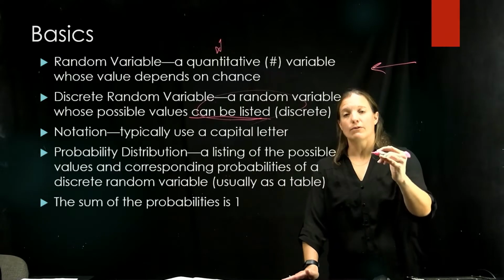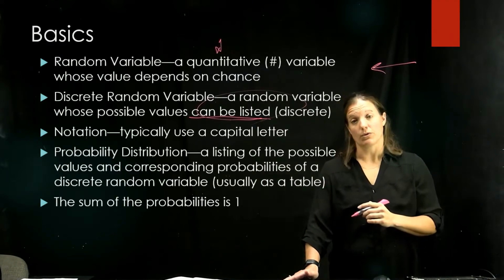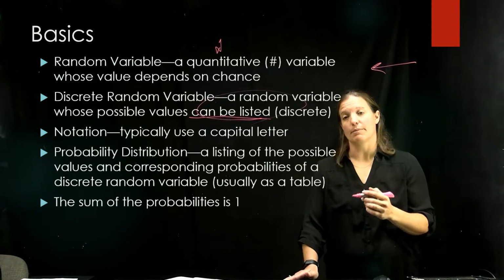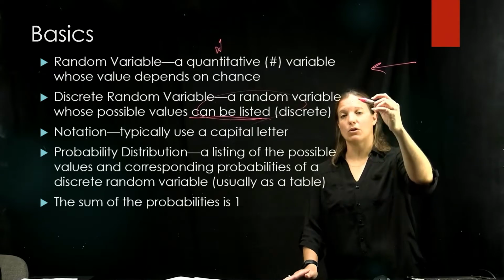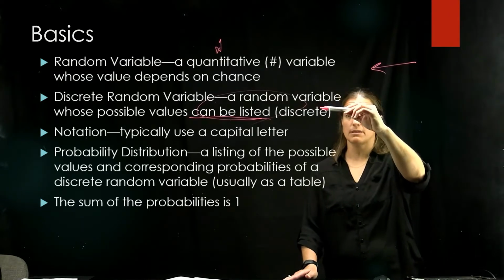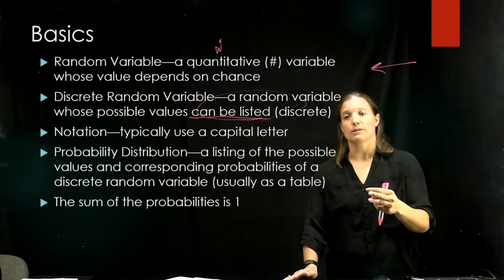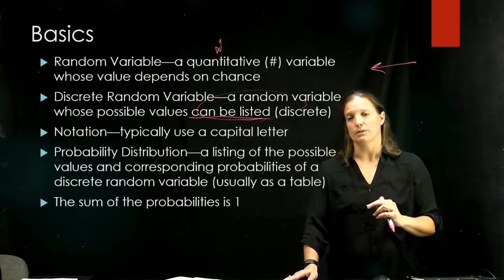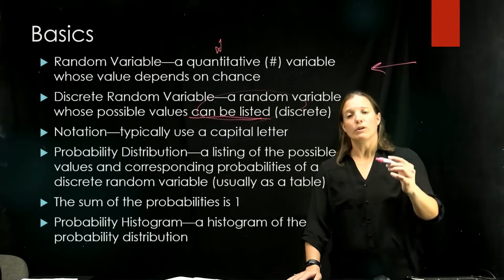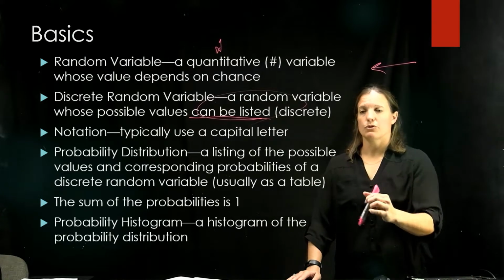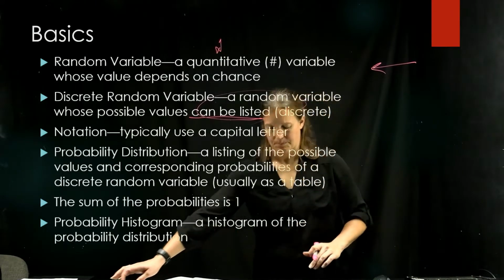One thing after you get this listing made: you can always check to see if you're on at least the right track by adding up the probabilities, and the total should be 1. The reason it should be 1 is because all possible values can be listed, which is what makes it discrete. Then we should have all of our data represented within our probability distribution, so we should have everybody accounted for. Once we get that probability distribution, we can then often use it to make a probability histogram.